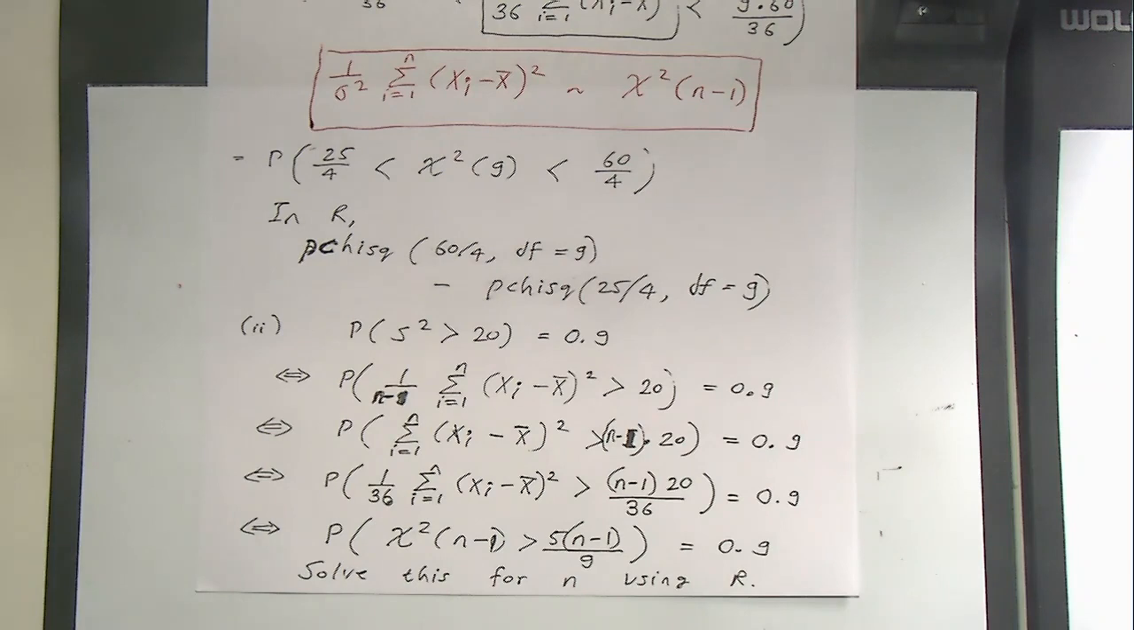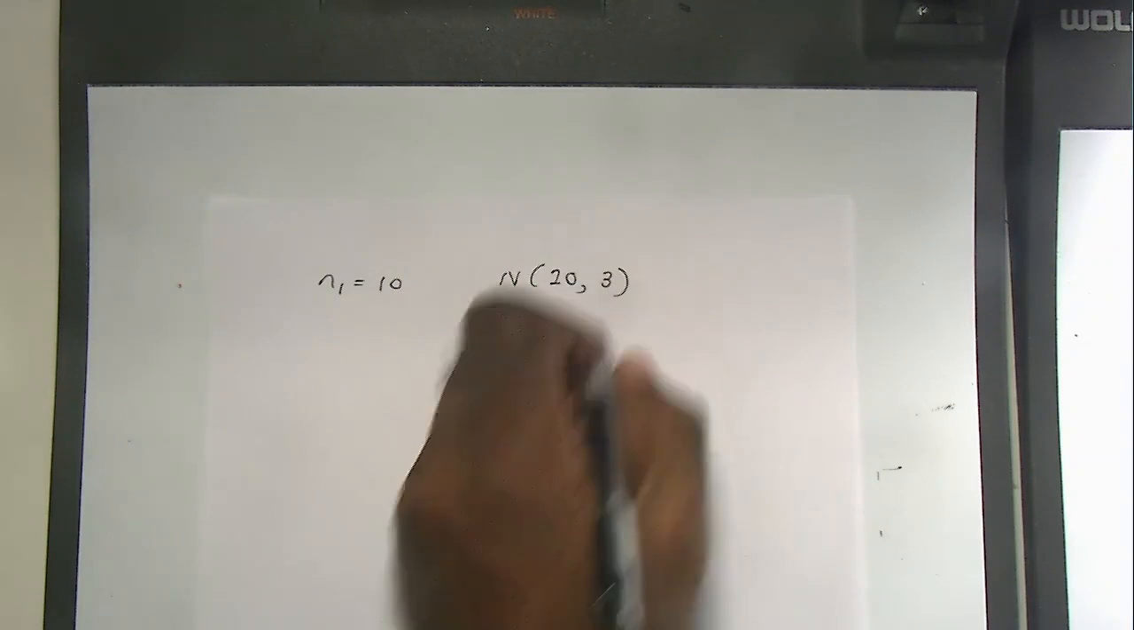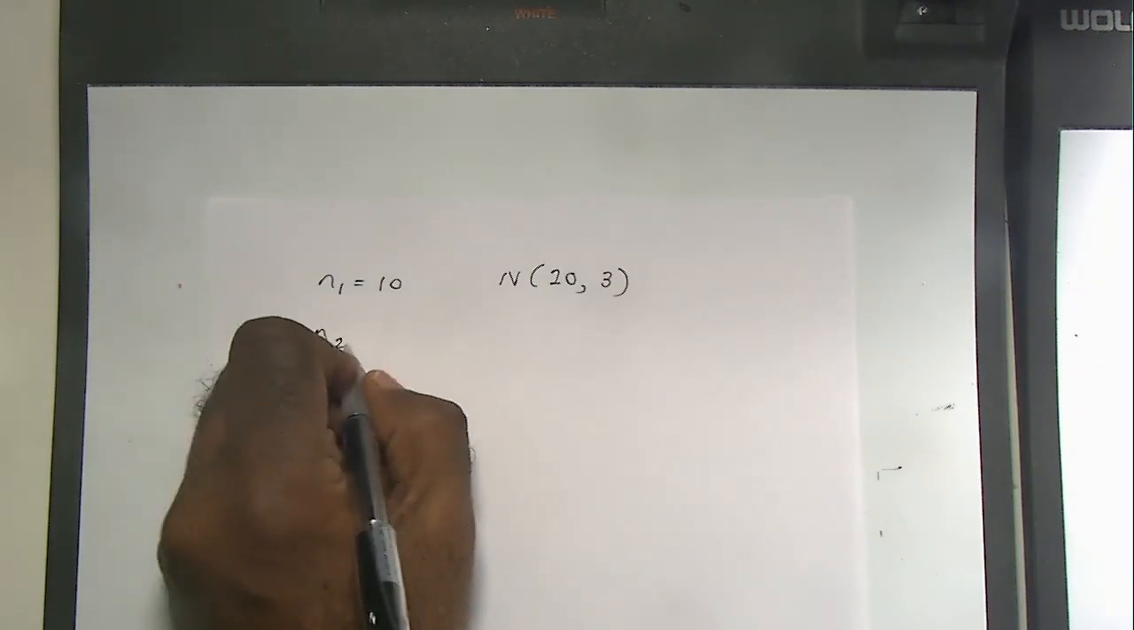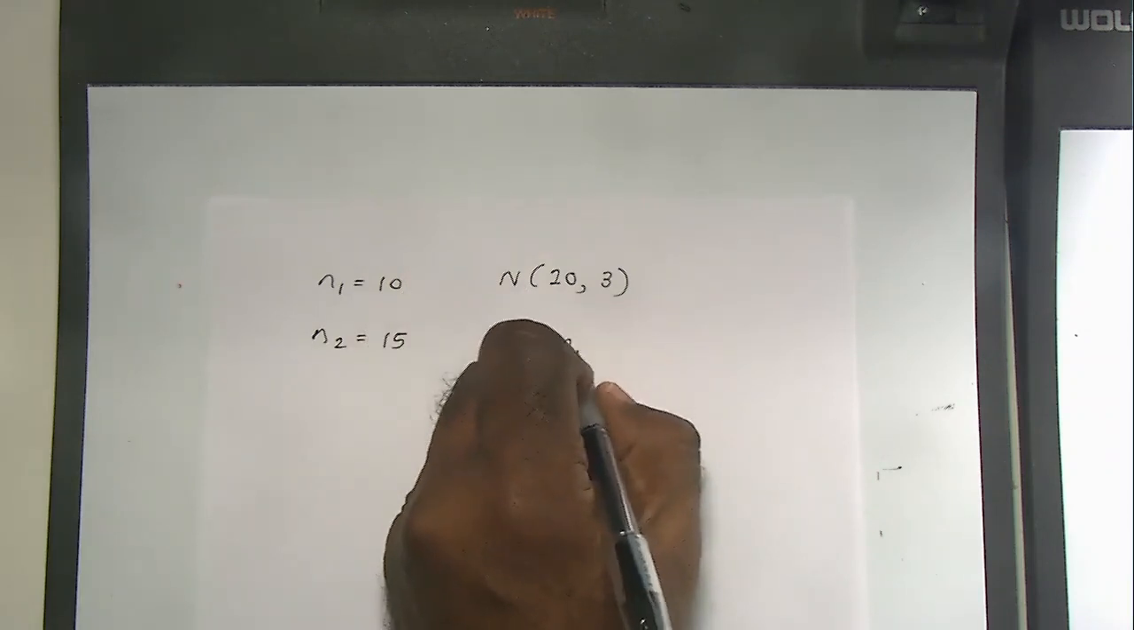Alright, question 4 is something we did a while ago. So let me see how we can go about it. Alright, so you have a sample of 10 from a normal distribution with mean 20 and variance 3. Okay, and you have a sample of 15 from a normal distribution with mean 20, also the same.